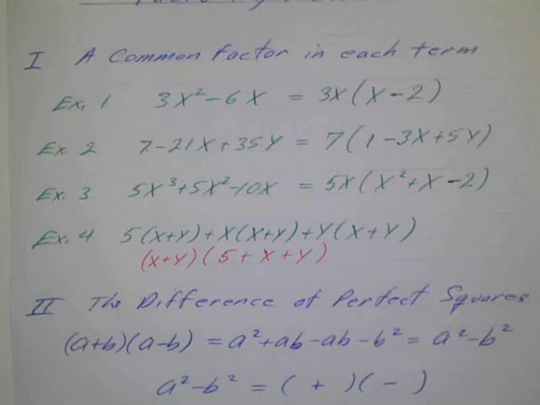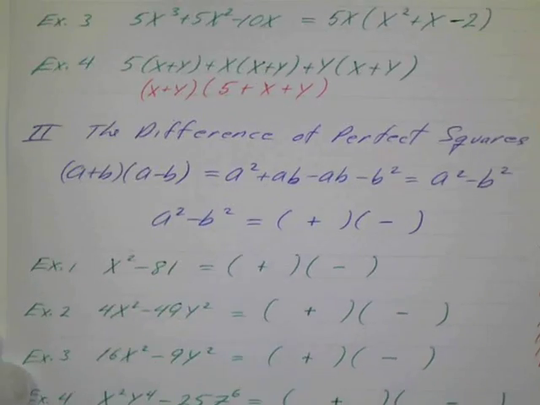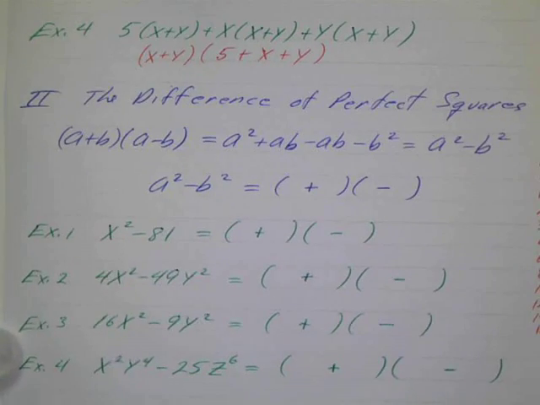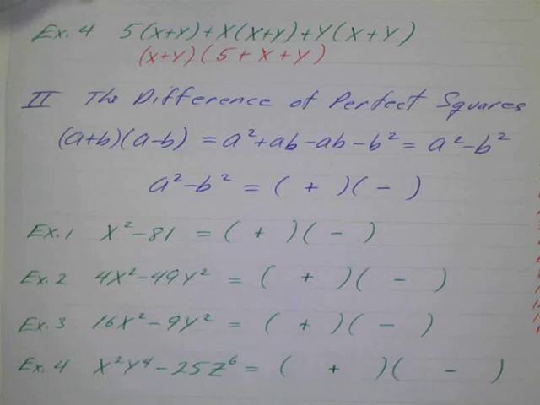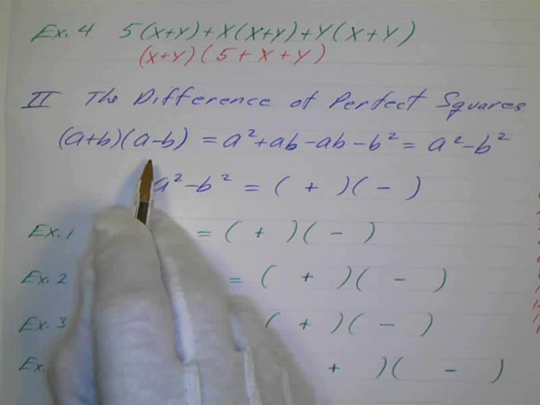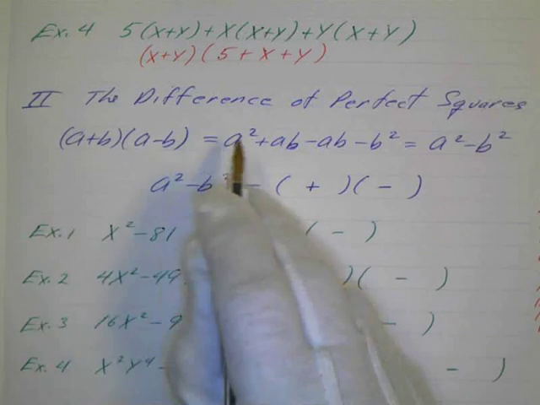Okay, and the second method is the difference of perfect squares. And you could kind of work this out. If we multiply a plus b times a minus b, and we use the FOIL method, first times first is a squared.